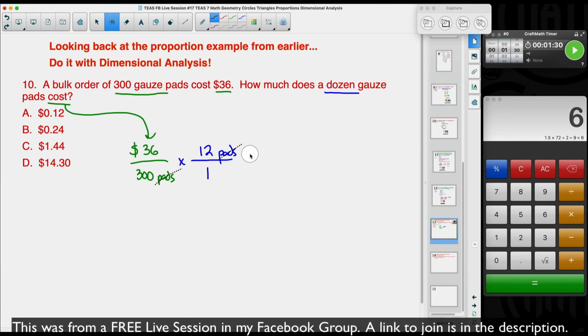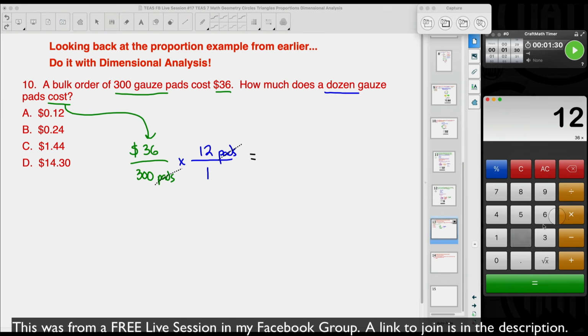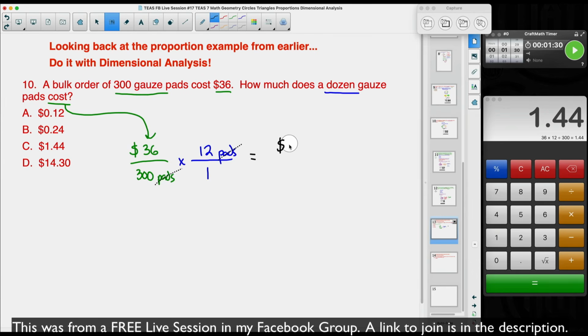This is dimensional analysis, but we only had to get rid of one thing. 36 times 12 divided by 300. Let's see what we get. $1.44. And why is this $1.44? Why am I putting that dollar symbol in front? Because there's a dollar symbol. That's what we're trying to find. That's the only word, technically. I mean, if you want to write the word cost, that's fine. But I'm just going to use the dollar symbol. Y'all see dimensional analysis there?